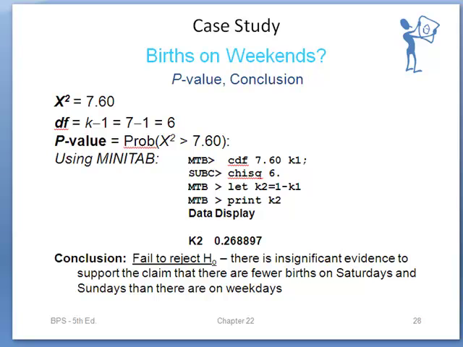Using Minitab, we can find the p-value. The things that we need are the test statistic and the degrees of freedom. We have 7 categories, therefore our degrees of freedom is 6. Our test statistic is 7.60, so we use our little algorithm, put it in Minitab, and we find that our p-value is 0.27. 0.27 is greater than our alpha, so we fail to reject the null hypothesis. So there is insufficient evidence to support the claim that there are fewer births on Saturdays and Sundays than there are on the weekdays. And that is chi-square tests.